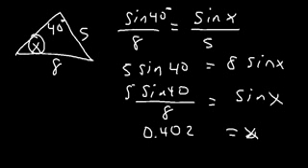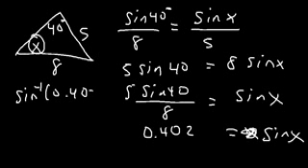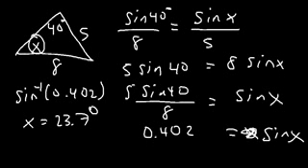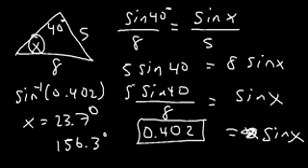0.402. So this is sine x, by the way. I don't know why I wrote x. Sine of what angle is equal to 0.402? So take the inverse sine of 0.402. So you should get about 23.7 degrees. That's your answer. However, you have to be careful. You can get another answer. If you take 180 minus that answer, you can also get this. Sine 156.3 is also about 0.402 if you type that in your calculator.